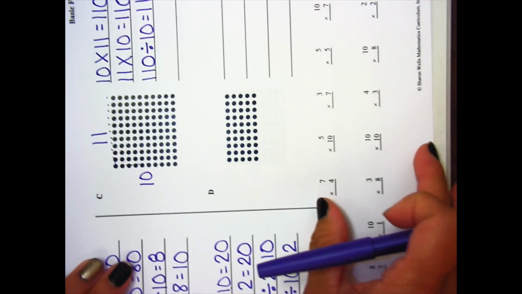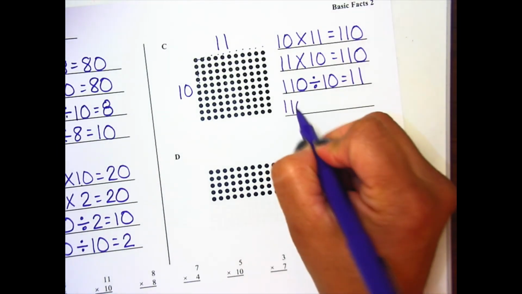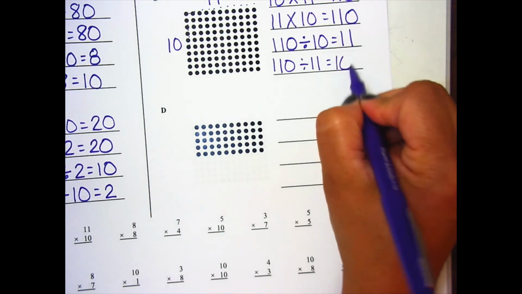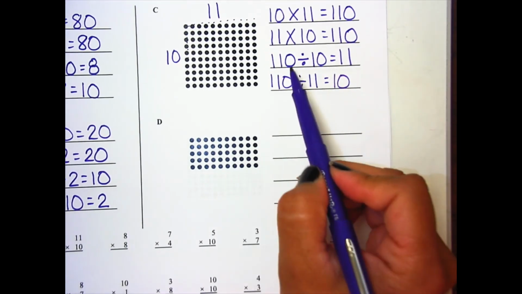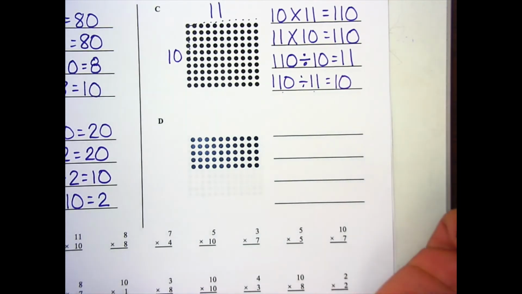I still have a total of 110. So 110 is still my dividend. Divided by 11, because now I have 11 rows, equals 10 in each row. So this is my dividend, divisor, quotient, dividend, divisor, quotient.